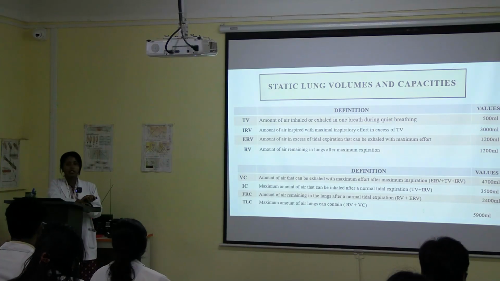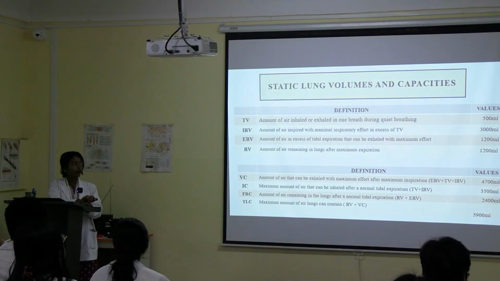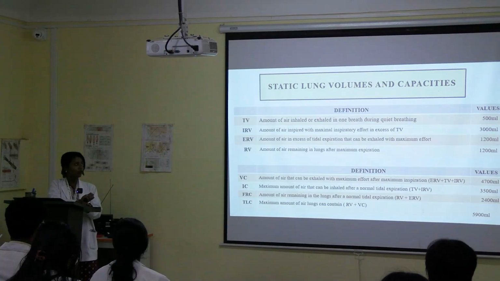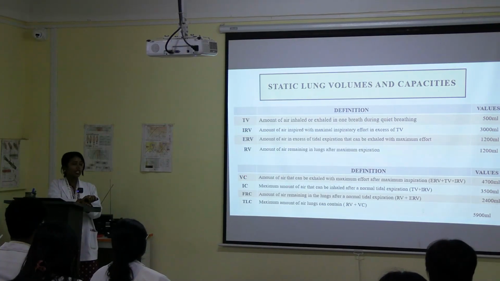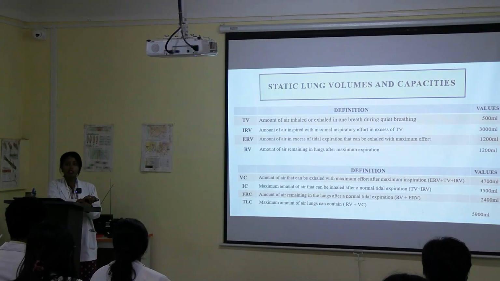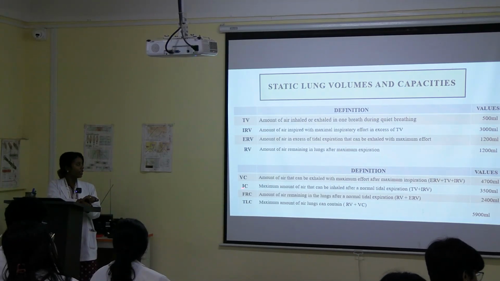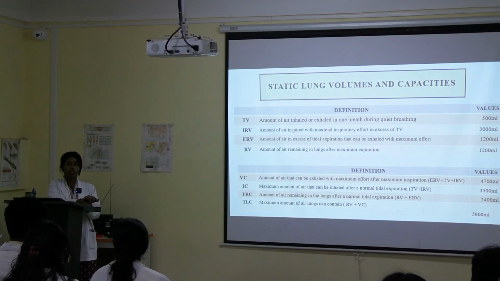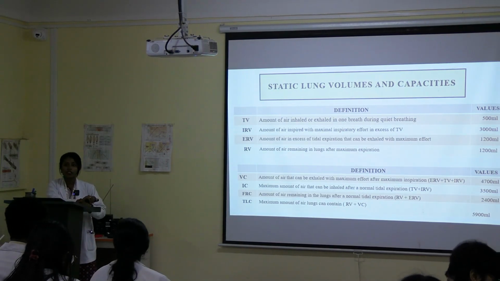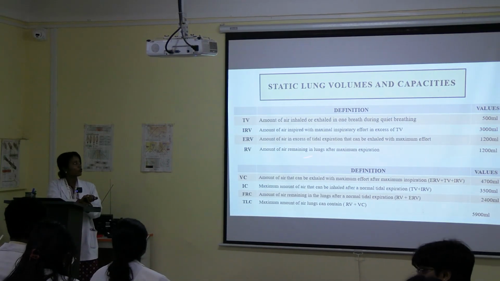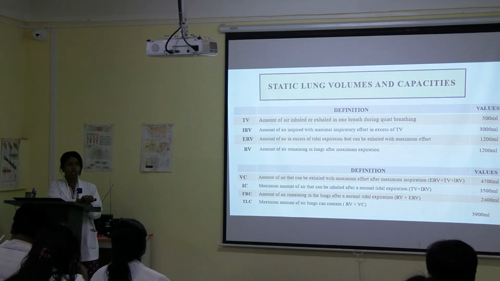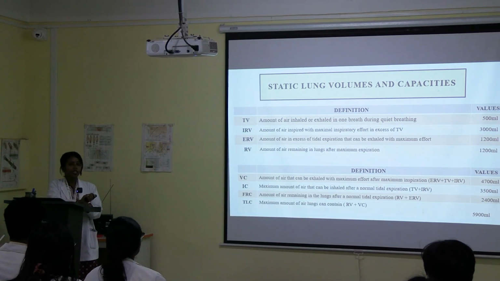And ERV is expiratory reserve volume. Then RV is residual volume. Okay. Then VC is, what is VC? Vital capacity. Then IC is inspiratory capacity. Then FRC, functional residual capacity. Then TLC is total lung capacity. So you have to know the definitions as well as the normal values. Okay. So what is tidal volume?